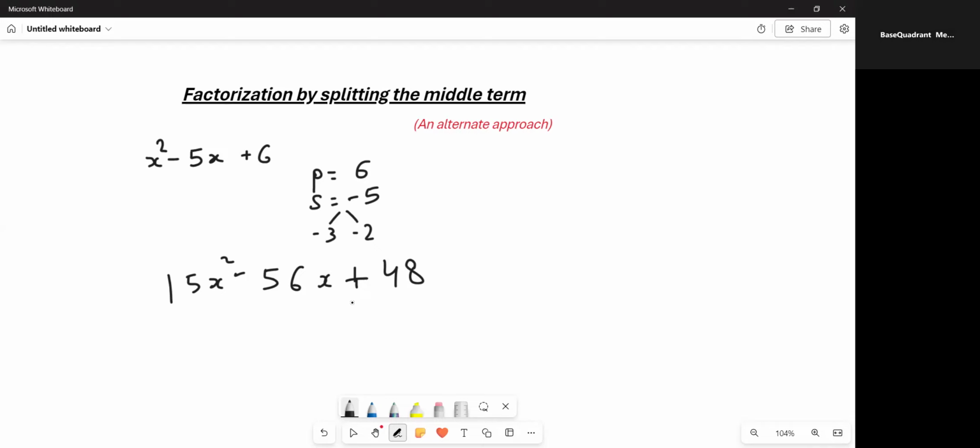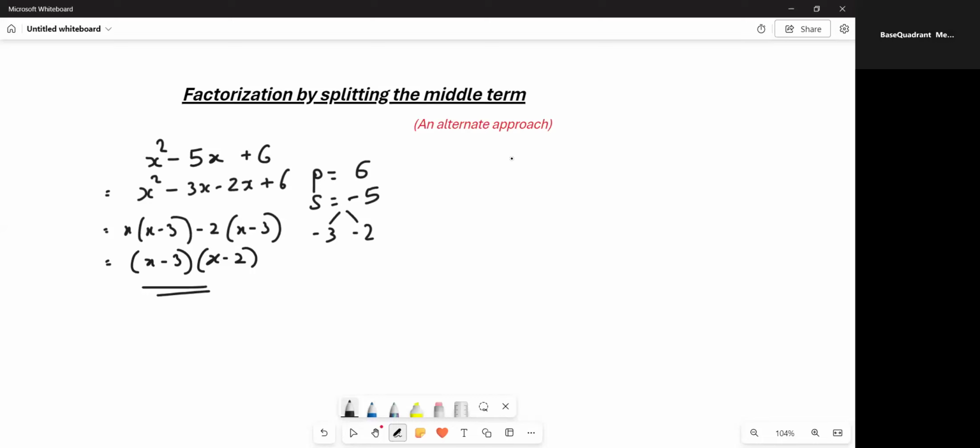So today we will see an alternate approach to find the numbers from the product and sum, which can be used to split the middle term. Here, by the way, the factorization is x squared minus 3x minus 2x plus 6, which we then continue. So this is how we factorize it. The factorized form will be x minus 3 into x.